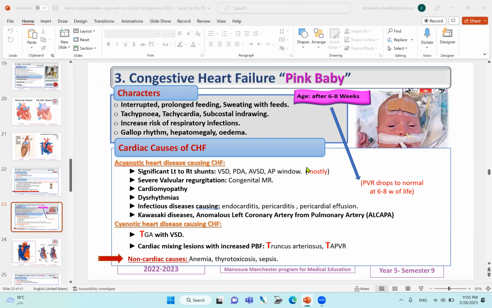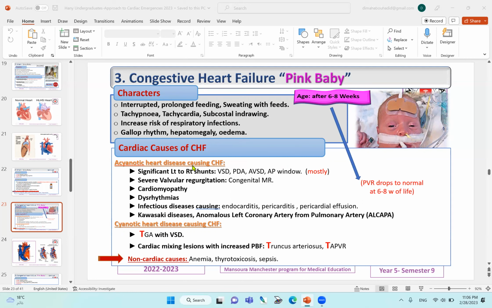So if there is a large left to right shunt, it will not be functioning with a high pulmonary vascular resistance, but it will function after the pulmonary vascular resistance drops, and the left to right shunt will become very massive. Again, the characters of the pink baby are interrupted, prolonged feeding, sweating with fits, tachypnea, tachycardia, subcostal indrawing. There is increased risk of respiratory infections, a gallop, hepatomegaly, and edema, of course after the age of 6 to 8 weeks of life.